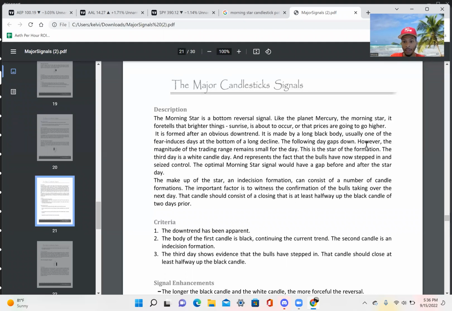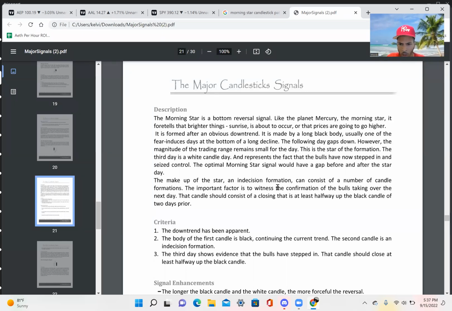The following day gaps down. However, the magnitude of the trading range remains small for the day. This is the star of the formation, right? The little doji that you'll find in the middle, and I'm going to show you some pictures, is like two pillars, and then you'll find a doji in the middle of it. Sometimes it won't be a doji, and I'm going to explain that. It can be a hammer, and I'm going to show you on the charts. It can be a spinning top, it can be a gravestone, so many different types of doji or so many different types of candles. It's about understanding the two pillars and the form of what the morning star looks like, right?